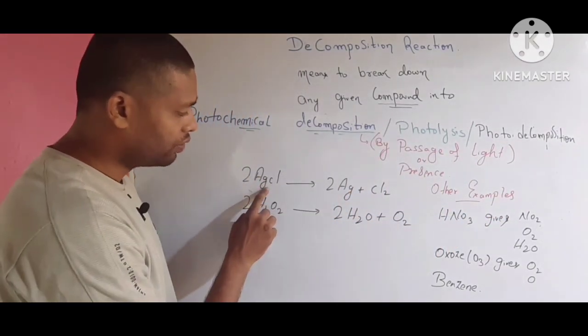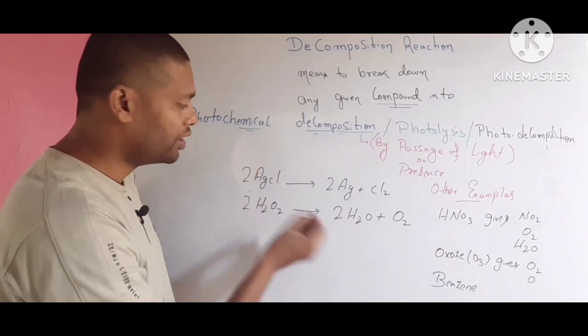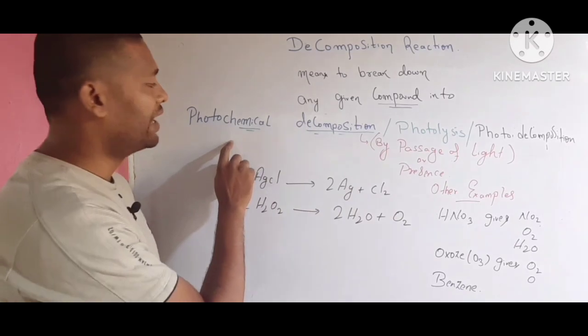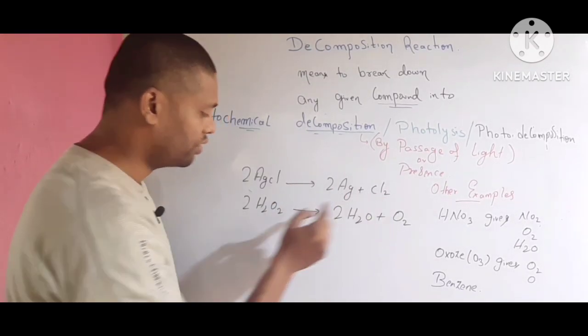So if you see silver chloride and silver bromide, they are very sensitive to light, so they break down easily. So silver chloride, in the presence of light, photon meaning light energy, will give you silver and chlorine.